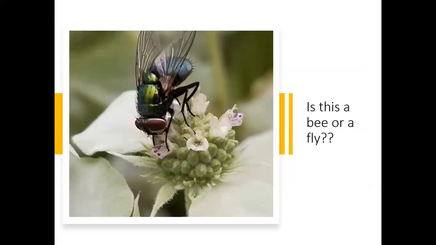And here's another great little picture. I'm sure most of us would identify this as a housefly. As we can see here, even though it does kind of have hairs on its body, it holds the wings back. It's got very large eyes, no prominent antennae or pollen sacs.